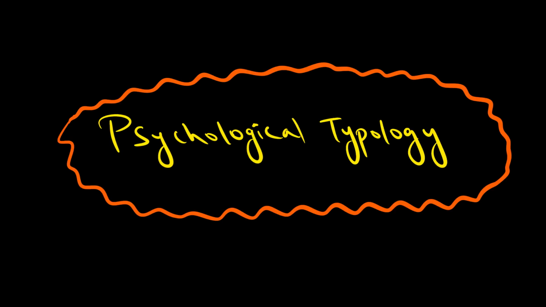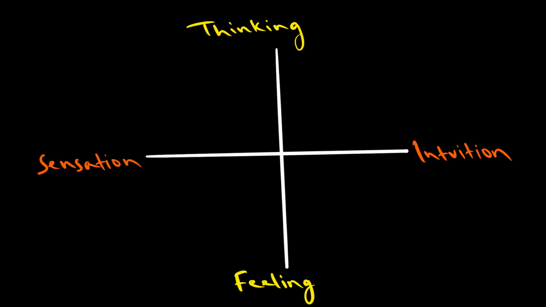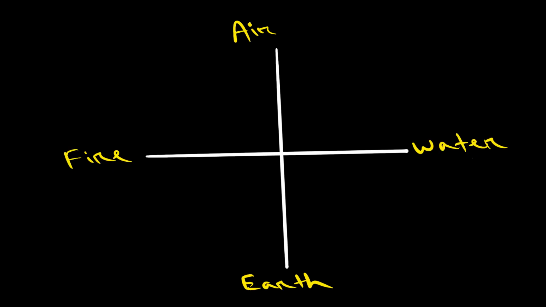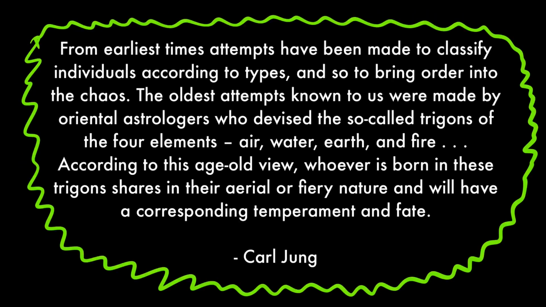In his descriptions of the function types, thinking, feeling, sensation, and intuition, Jung did not explicitly assign them to the four elements of air, water, earth, and fire, although he made clear in Psychological Types that he believed the correlation existed. From earliest times, attempts have been made to classify individuals according to types, and so to bring order into the chaos. The oldest attempts known to us were made by Oriental astrologers who devised the so-called trigones of the four elements, air, water, earth, and fire. According to this age-old view, whoever is born in these trigones shares in their aerial or fiery nature and will have a corresponding temperament and fate.